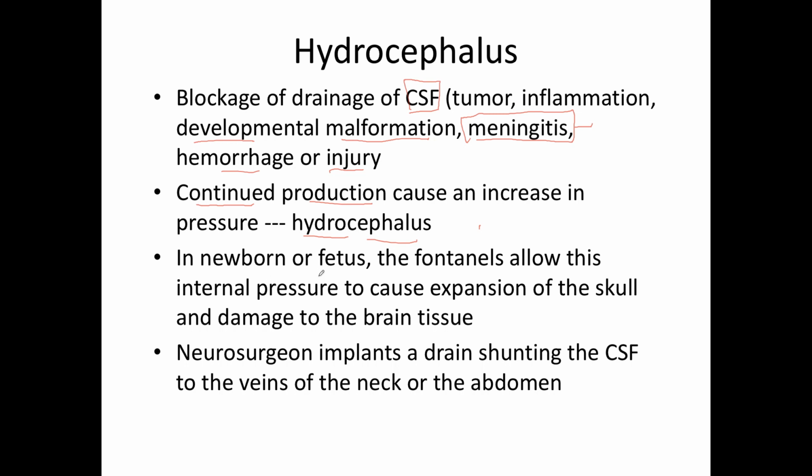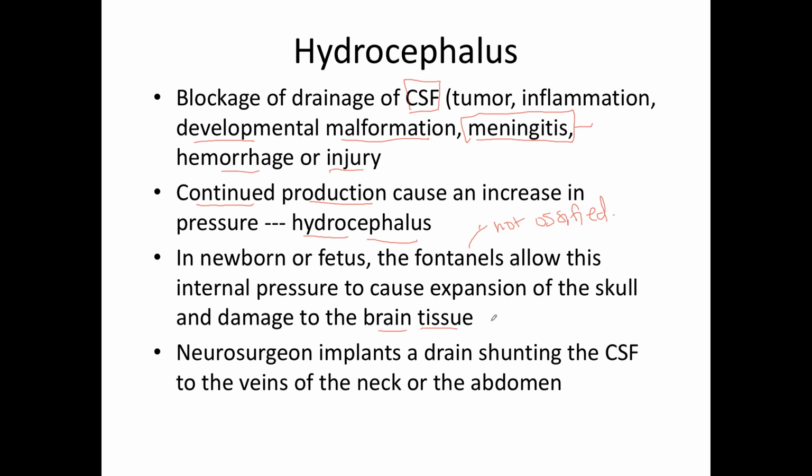In a newborn or a fetus, the fontanelles, remember these are patches of non-ossified mesenchymal tissue. This internal pressure causes an expansion of the skull, so tissue in response to the pressure begins to be deposited to the fontanelles, and that creates a large head size and a large brain case with more soft areas on it. It also produces damage to the brain tissue because of the pressure that that fluid is exerting on the tissue itself.